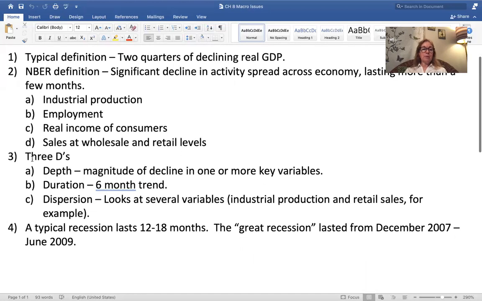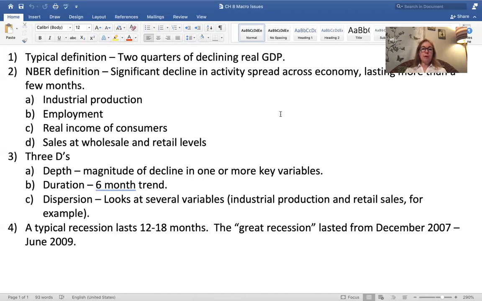Then they look at something called the 3 Ds: the depth, the duration, and the dispersion. They look at these variables, and they look at the 3 Ds relating to these variables. The depth is the magnitude of the decline of 1 or more key variables. The duration, they usually look for a 6-month trend that goes back to the 2 quarters up here. And then they look at the dispersion. They look at several variables, so they might look at industrial production and retail sales, for example.